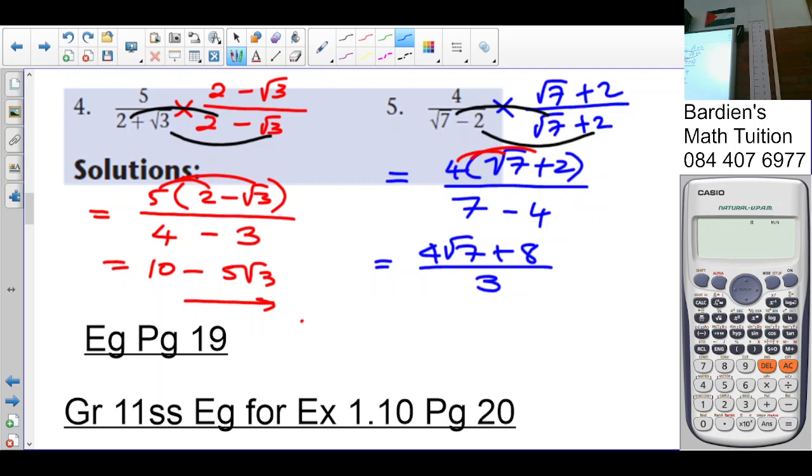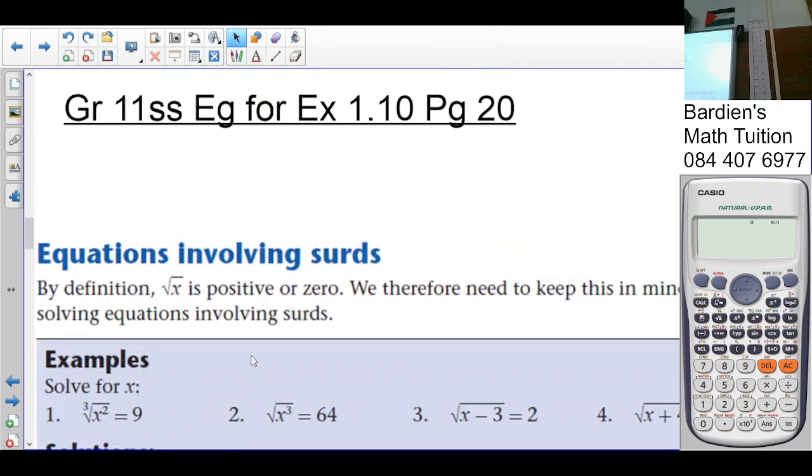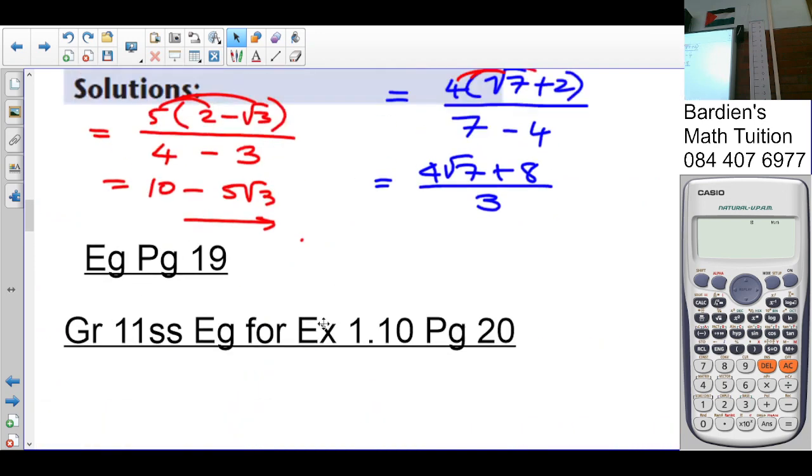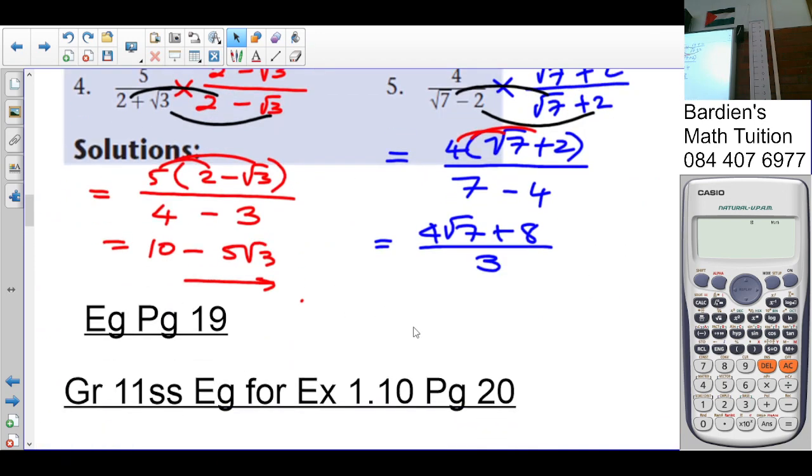No, okay. Right. So with that, you should be able to do exercise 1.10. And 1.10 is on page 20. You can do for me the odd numbers now. Check your books.